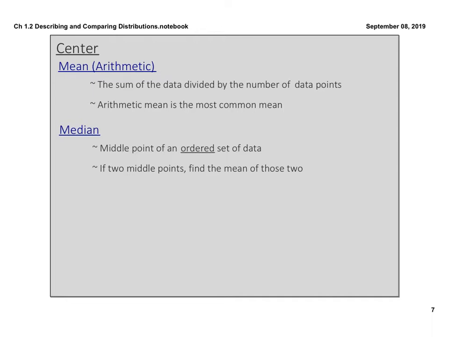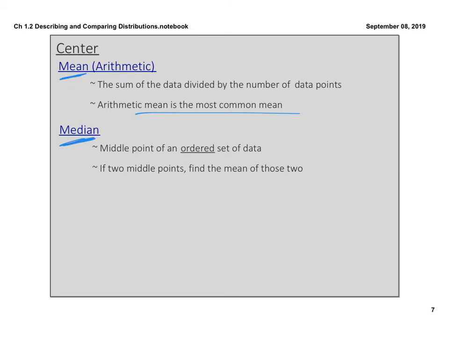Center. There's a couple of different ways to mark the center or to talk about the center. One of the ways is the mean and one of the ways is the median. The mean, arithmetic mean, this is the same mean that we've been calculating for years and years and years. Add up all the data and divide by how many there are. It's the most common mean. It's not the only mean. There are other means that exist, and we're going to learn some of those this year, but the arithmetic mean is by far the most common.